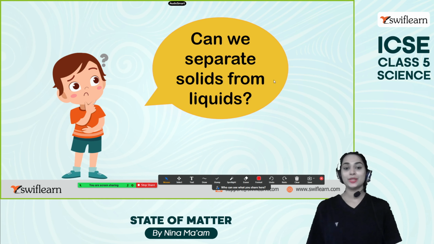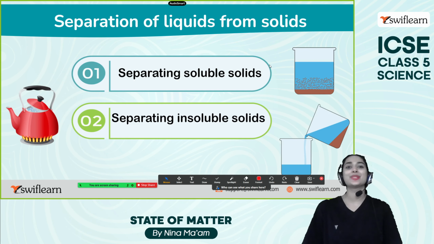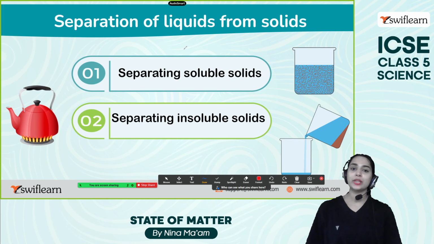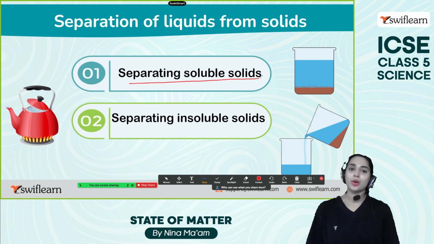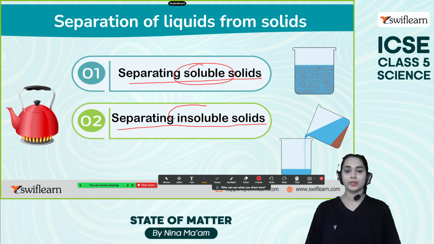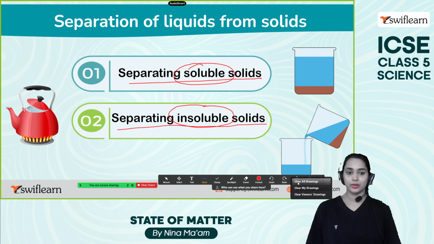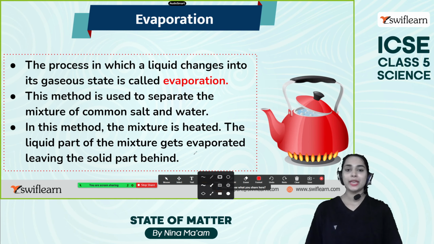So can we separate solids from liquid? That is today's question. The boy is so confused, right? Can we answer him? Yes, we have so many ways. Mainly, we can divide the separation of liquids from solid into two categories. The first one is separating soluble solids. And the next one is separating insoluble solids. So, soluble and insoluble. These are the two methods, all right? And over here, the first one is separating soluble solids. The first way is evaporation.